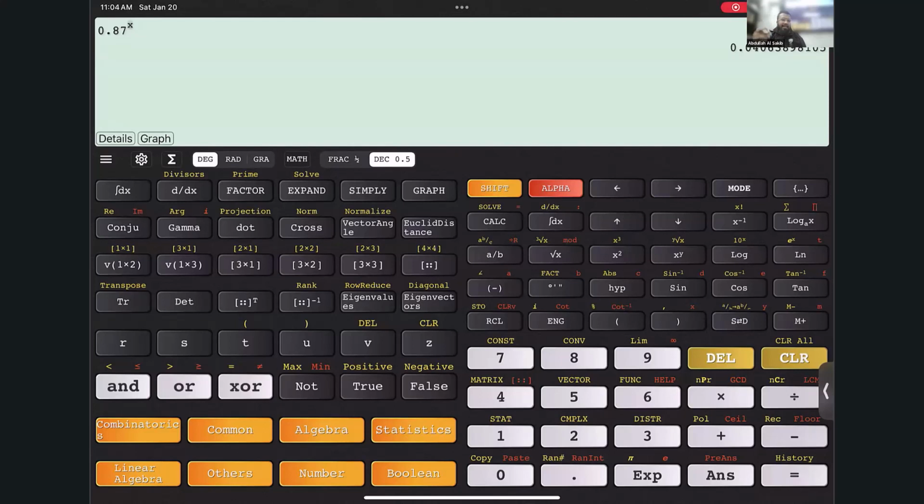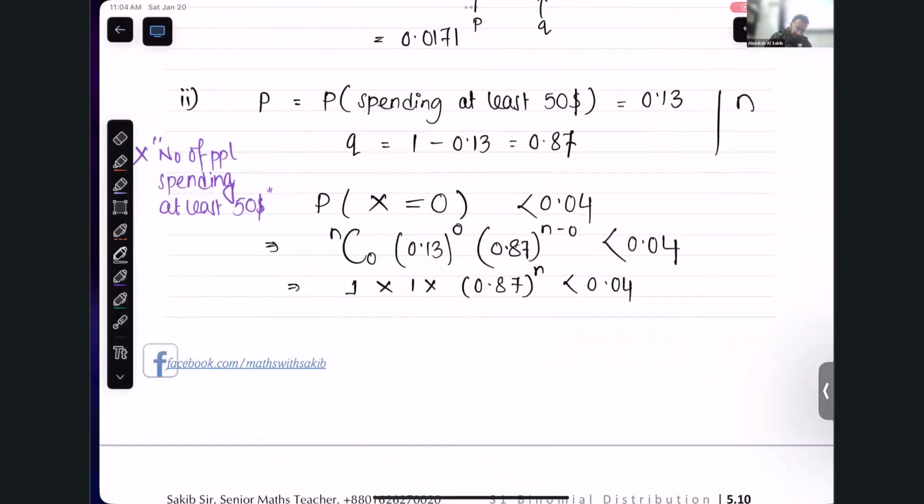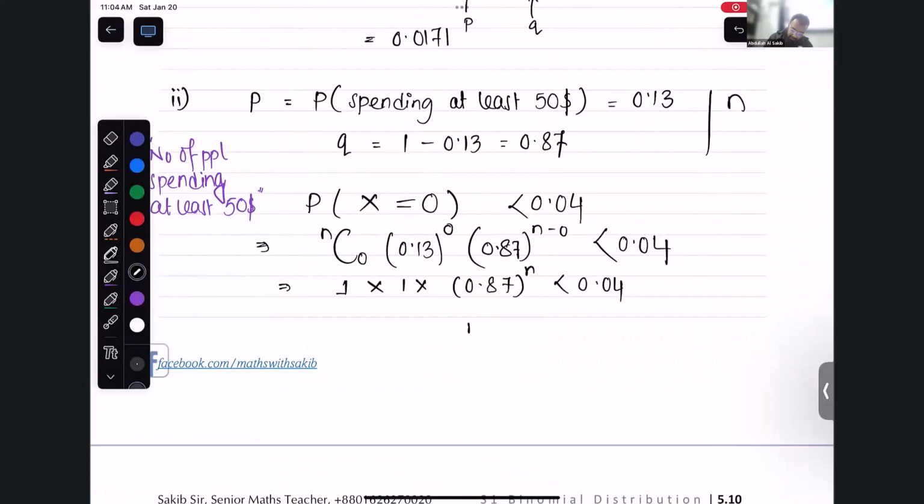No. So what will be the next value? It will be 24. Let's see. See, 0.035, which is less than 0.04. Clear? Do you understand? So after trial and error method, I am choosing n is 24. That means if I take n as 24, it will be less than 0.04. Is it okay, Baba? Clear?